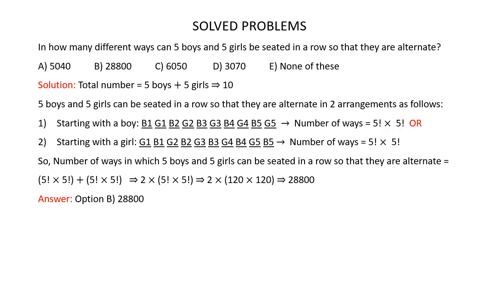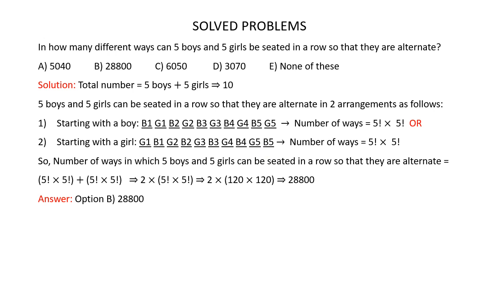Now, if the seating arrangement starts with a girl, then the arrangement will look like this: G1 B1, G2 B2, G3 B3, G4 B4, G5 B5. As you can see here, again, the five girls and the five boys are seated alternately.